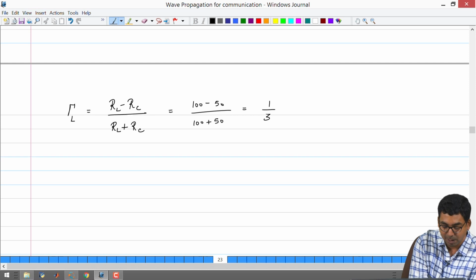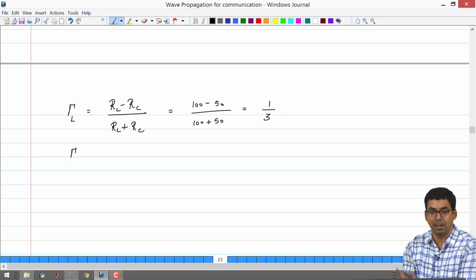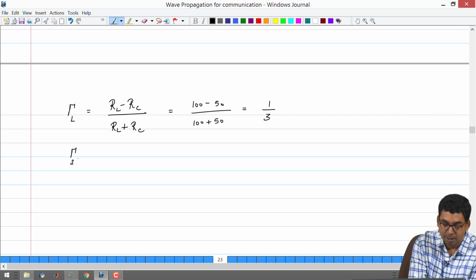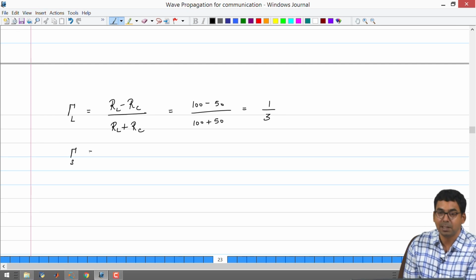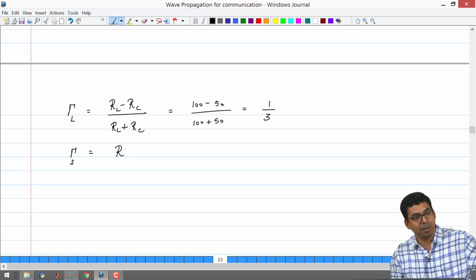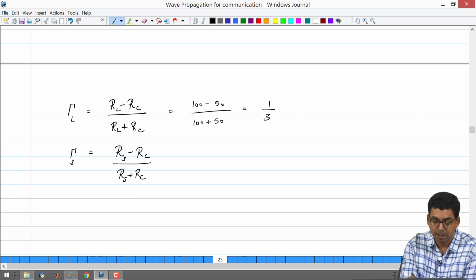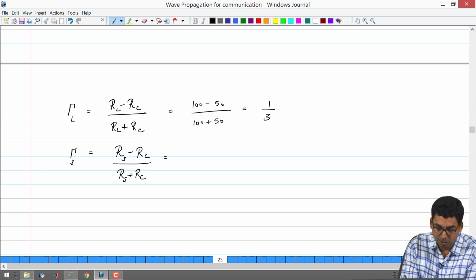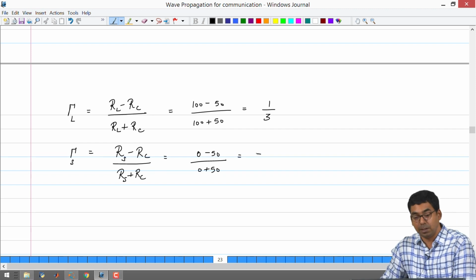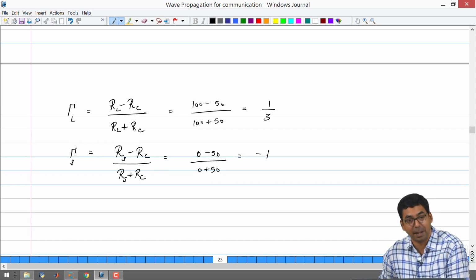So we can call this gamma suffix s, at the source end of the transmission line. And that is going to be, you will just replace RL with your series resistance of the battery. In this case, we don't have a series resistance, so I'll just write this as (RS minus RC) by (RS plus RC). And the series resistance of the battery in the way we have drawn is 0. So 0 minus 50 by 0 plus 50, that's equal to minus 1. So, at the source end the reflection coefficient is minus 1.